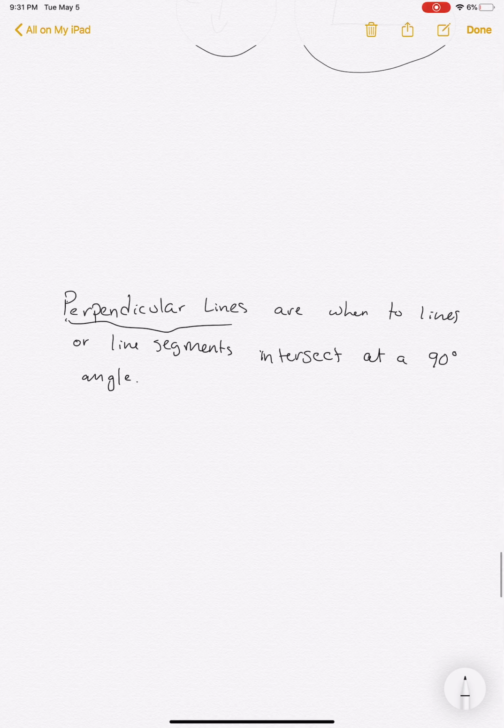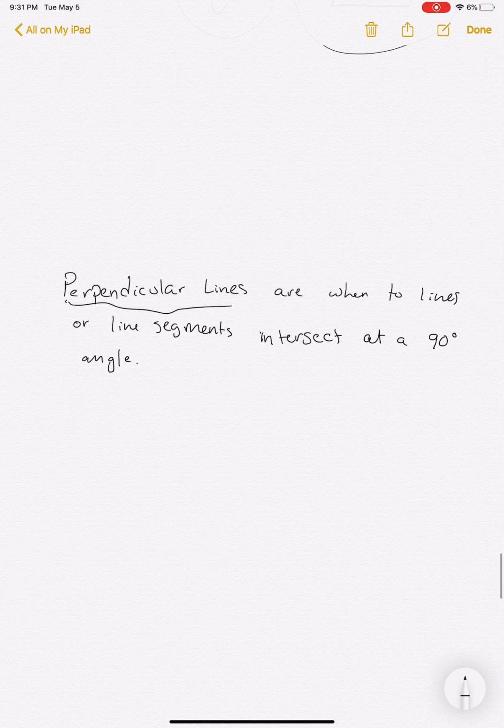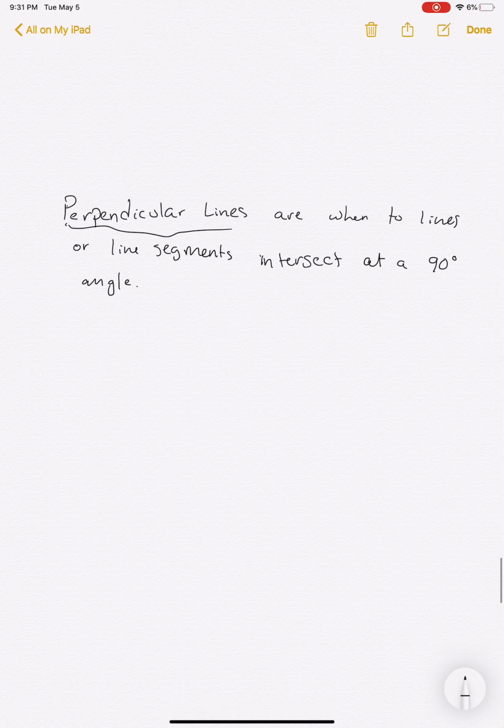So what are perpendicular lines? Kind of the essential question for this lesson. Perpendicular lines are when two lines or line segments intersect at 90 degrees. So it can also be when two lines touch and they make a 90-degree angle. This one is pretty straightforward today, guys. Pretend these are perfectly straight lines. They intersect at 90 degrees. That's a perpendicular line.